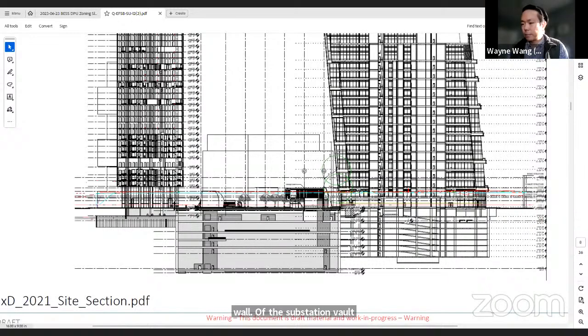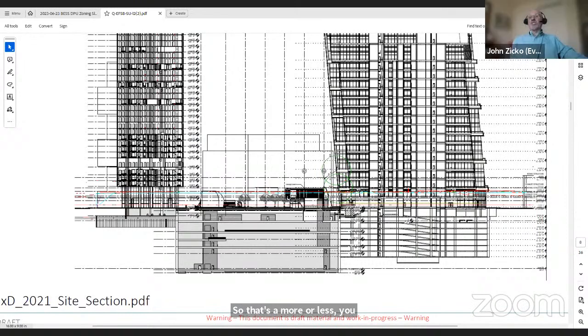Yep, I see. So that wall is sharing the load of what's above. It's retaining the earth as well as holding up part of 135 Broadway. And it's a similar situation with 290 Binney. If you follow, there's a somewhat diagonal line.